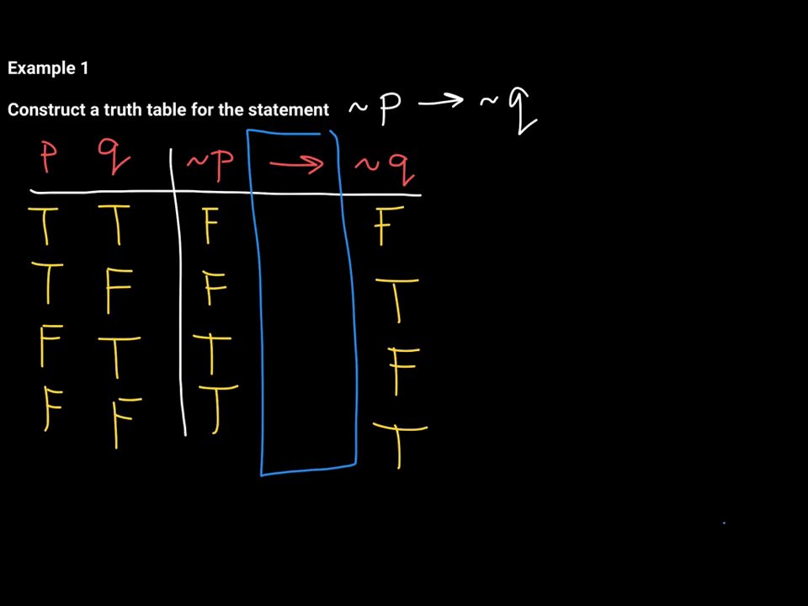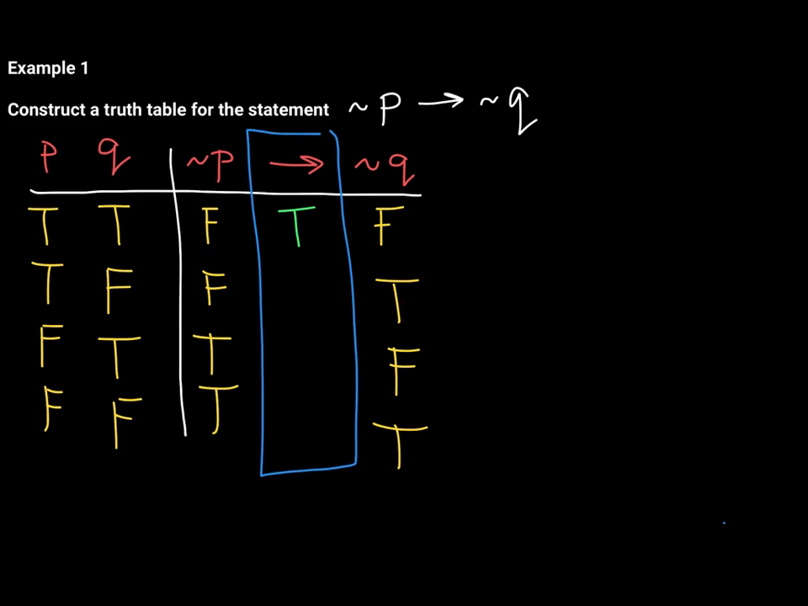Now remember, a conditional statement is true in every single case except when the antecedent is true and the consequent is false. So I'm going to put a lot of trues in this column. Here we go. False, false, it's still true.